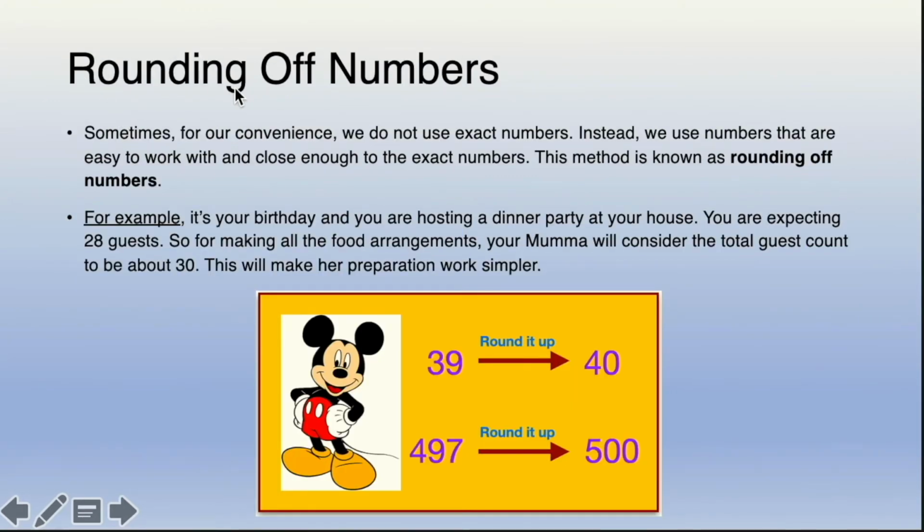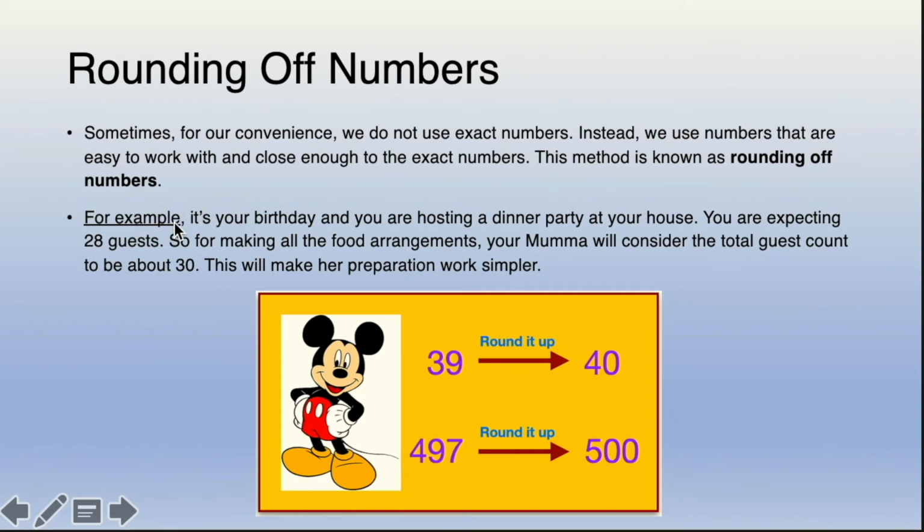Next, rounding of numbers. So what do we mean by rounding of numbers? Now, sometimes for our convenience, meaning for making our work easier, we do not use exact numbers. Instead, we use numbers that are easy to work with and close enough to the exact numbers. This method is known as rounding of numbers.